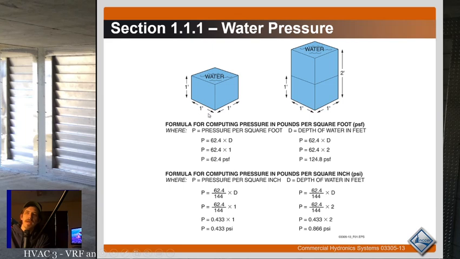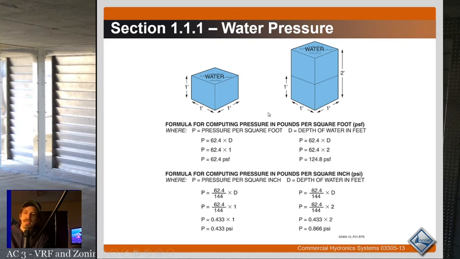So it's a half a pound of pressure exerted at the bottom per square inch. No matter if you stuck a pressure gauge at the bottom of this column of water, it would be 0.433 psi. This 2-foot column of water is double that, right? It's 0.866 psi. So even though this thing weighs 124 pounds per square foot, it only exerts 0.866 psi of pressure because it's pounds per square inch.